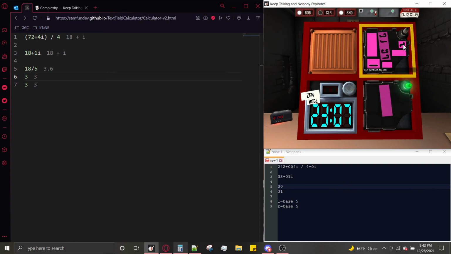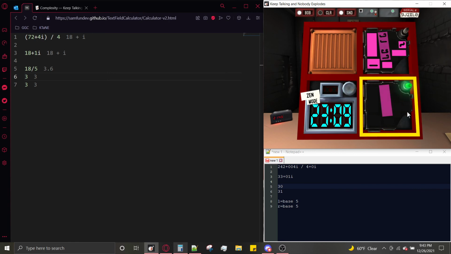I'm not going to do the rest of the complexity module here because it's just going to be me doing the same thing I did for this module since we had every other sign.